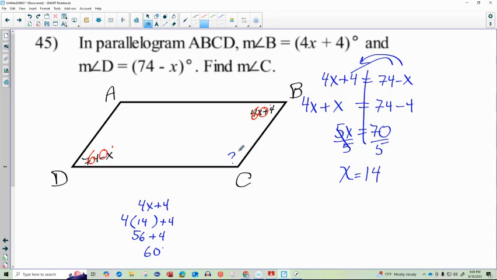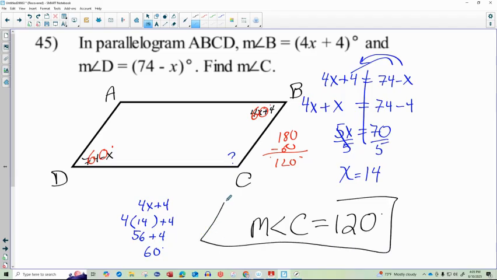Now, you do need to remember that consecutive angles of a parallelogram are supplementary, which means they add up to 180. So to find angle C, I'm going to take 180, subtract angle B, which is 60, and that gives me 120. And I'm going to be really neat here. At the end of my problem, I'm saying the measure of angle C is equal to 120 degrees.